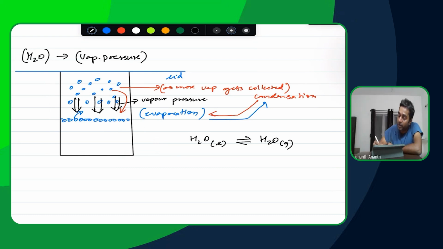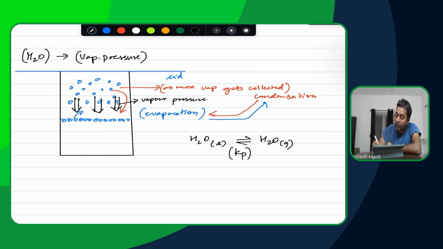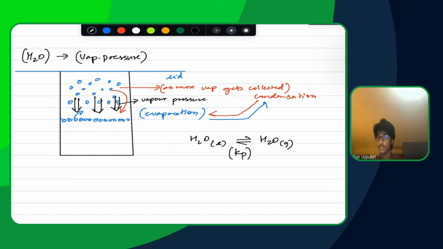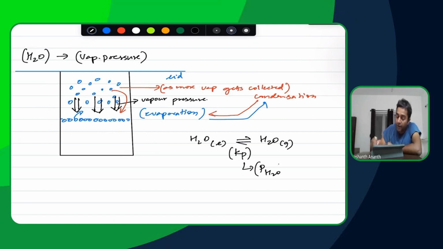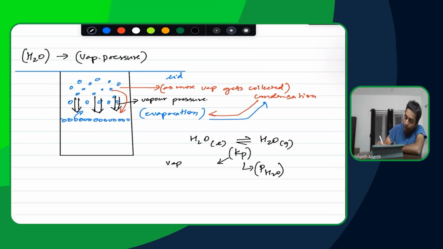This equilibrium is going to have an equilibrium constant Kp. That is going to be your vapor pressure. This means vapor pressure for water or any liquid at a given temperature is a constant. Equilibrium constant, right? Yes. Vapor pressure is an equilibrium constant.